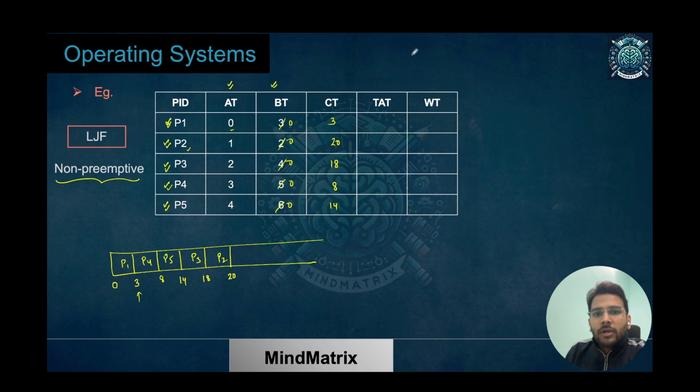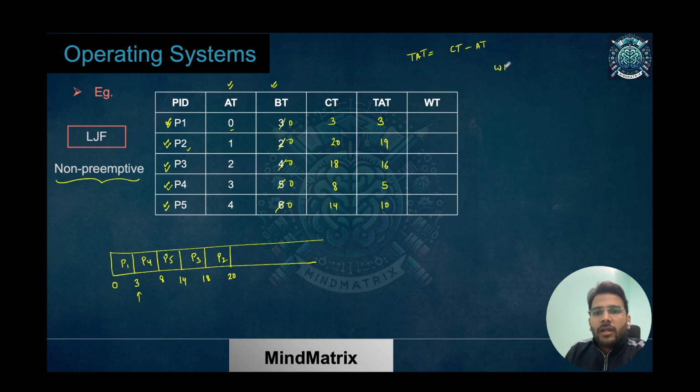What is turnaround time? We know this from the previous lecture as well. Turnaround time is nothing but completion time minus arrival time. Clear? So completion time minus arrival time: 3 minus 0 is going to be 3 here. 20 minus 1 is going to be 19. 18 minus 2 is going to be 16. 8 minus 3 is going to be 5. 14 minus 4 is going to be 10.